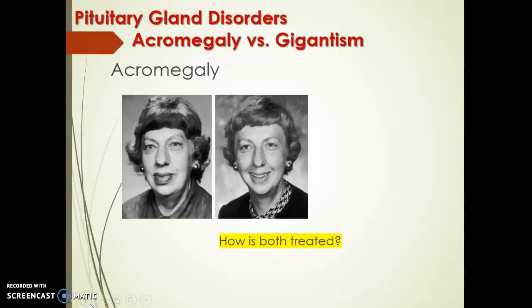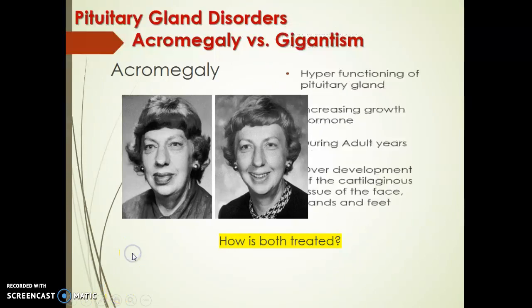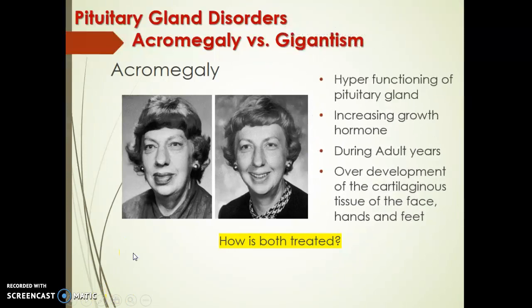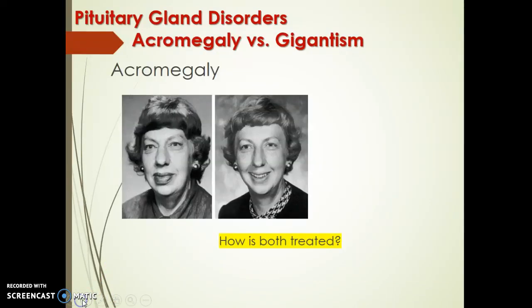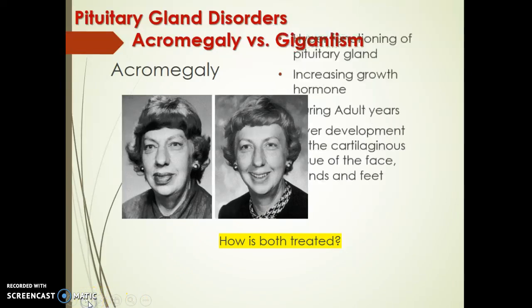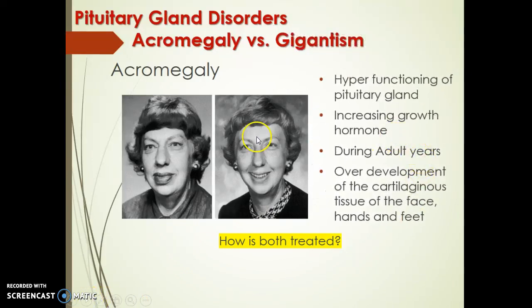The other one is acromegaly. Acromegaly is where you again have a hyperfunctioning pituitary gland, but this occurs more in your adult years. Remember, gigantism occurred during adolescence. In acromegaly, this typically occurs later in life. In the adult years, they're going to get an overproduction of cartilage, primarily in places like their nose, their ears, their chin, their hands, and their feet.